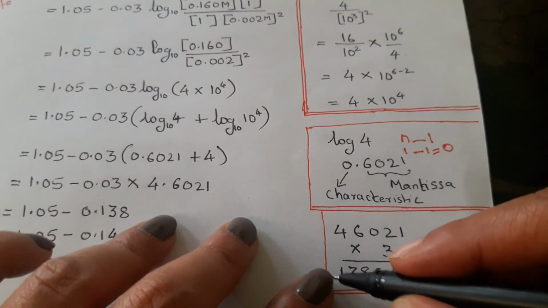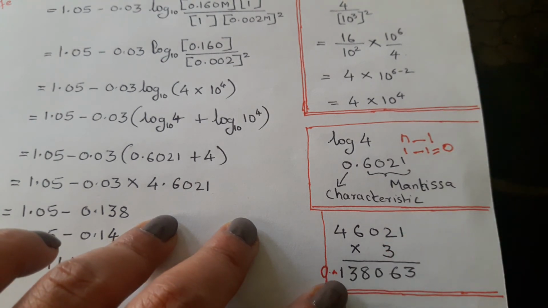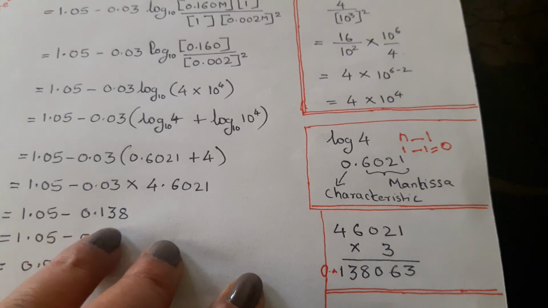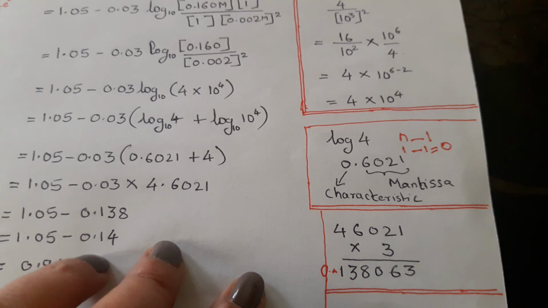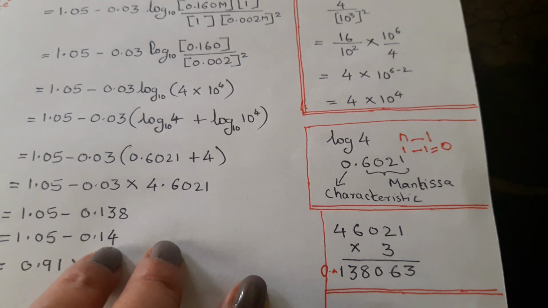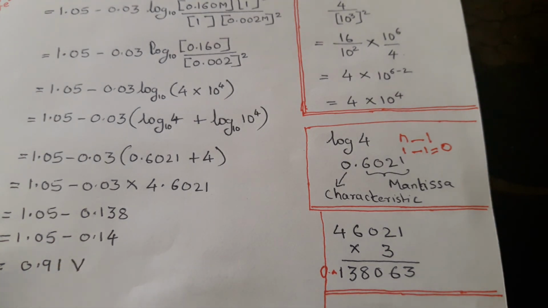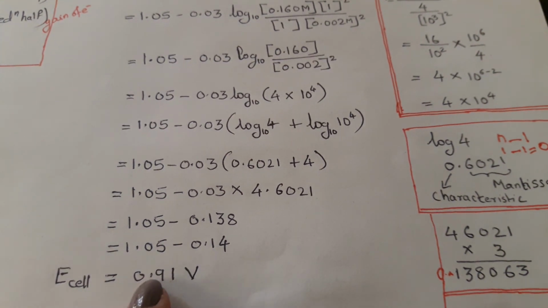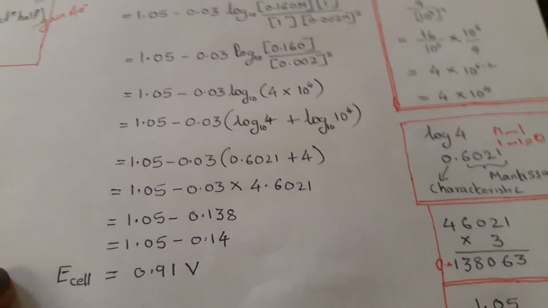So we write it here as 0.138063. Here we take a maximum of 3 decimals, 0.138, or to subtract it further you can round it off as 0.14, and finally we get the answer as 0.91 volt, which is the cell potential or the EMF.